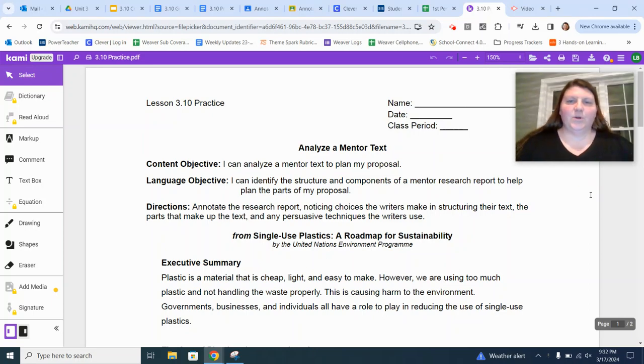For your practice, we're going to take a look at a mentor text, a mentor example of a research plan that proposes a solution. And we are doing this to identify the structure and components to help you plan out the parts of your proposal.